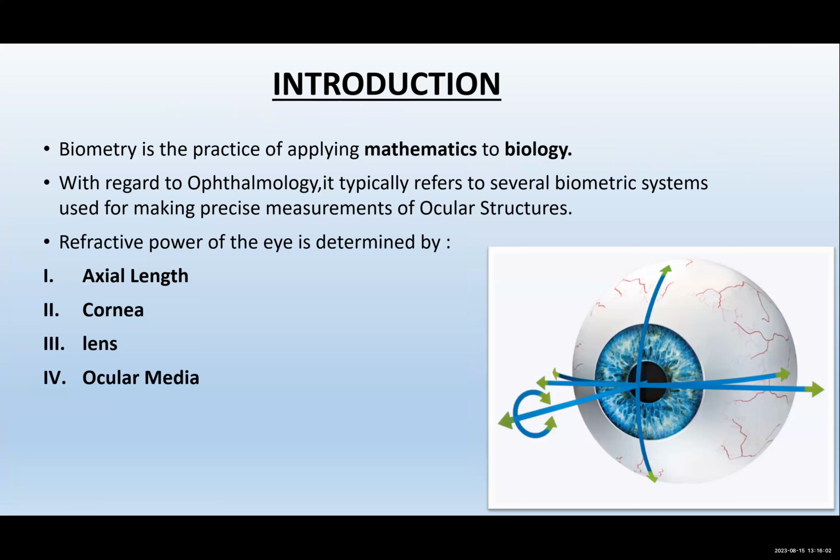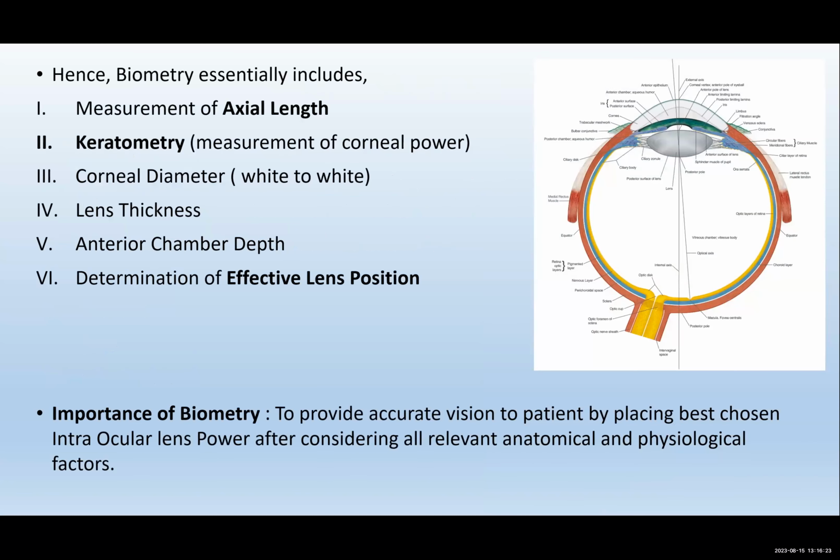And when it comes to ophthalmology, we really need to know several dimensions, and we need to have accurate measurement of an eye so that after the cataract surgery, when we place the intraocular lens, we give accurate vision to the patients. As we all know, the refractive power of the eye is determined by various parameters like axial length, corneal curvature, lens, ocular media. So we need to take into account all of these while measuring the biometric parameters.